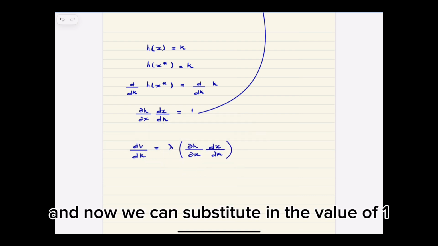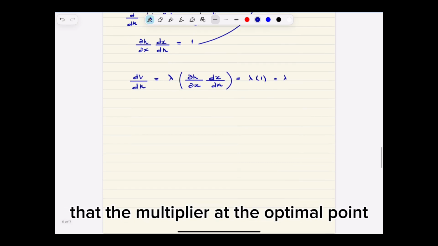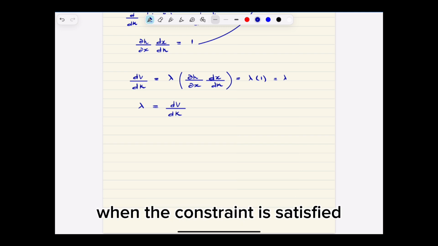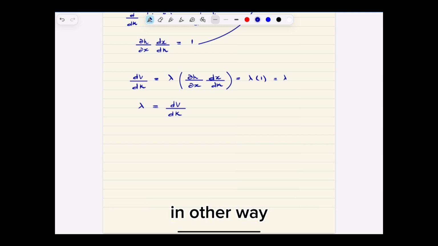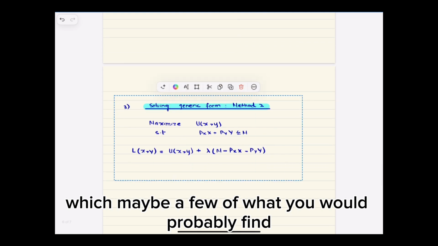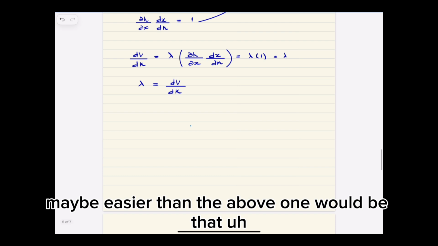And now we can substitute in the value of 1, and therefore we get the required result, that the multiplier at the optimal point is simply the change in the maximum value function when the constraint is satisfied. Another way, which maybe you would find easier than the above one, would be as follows.